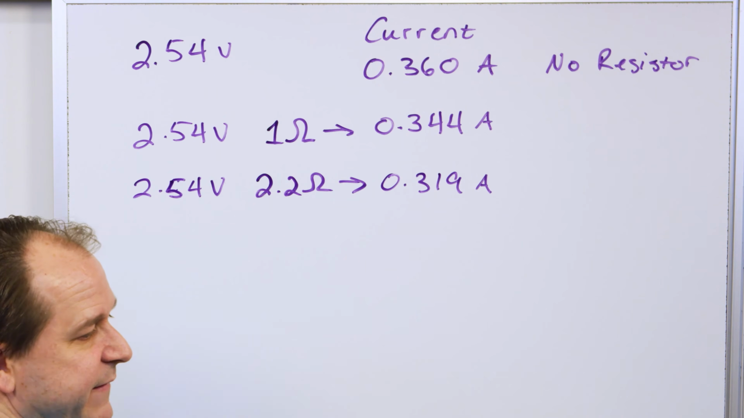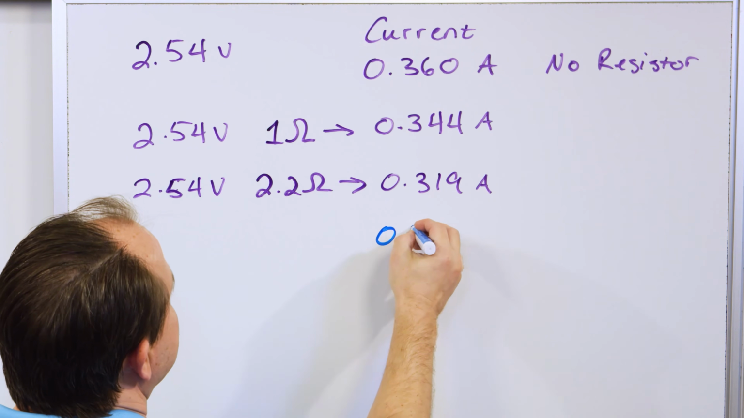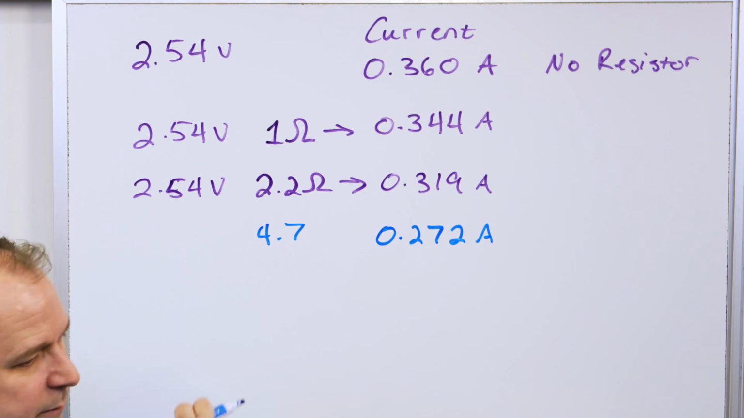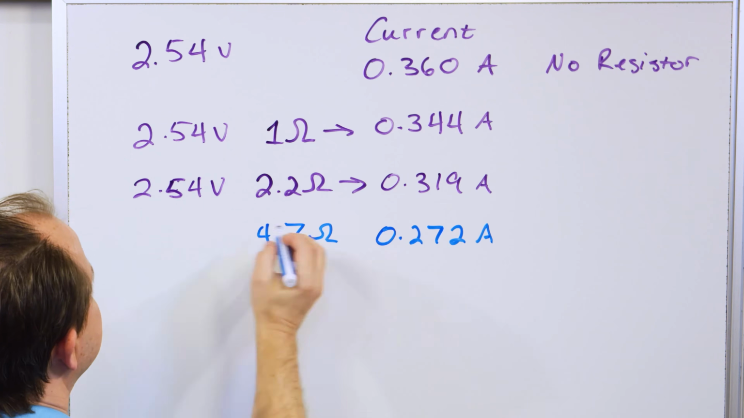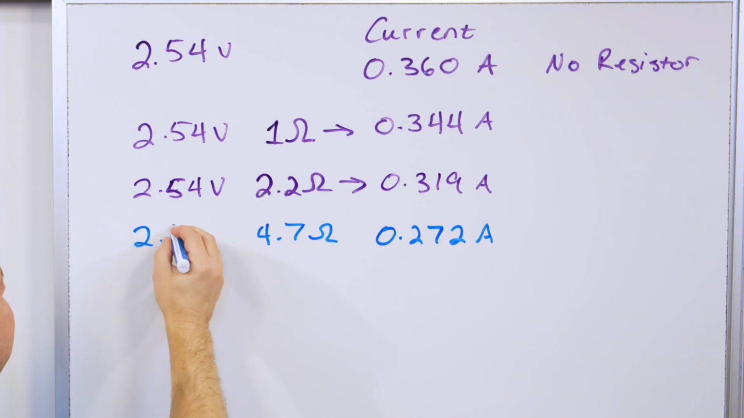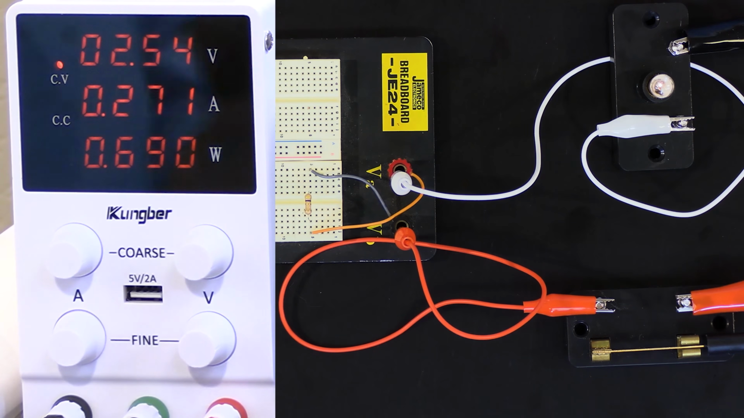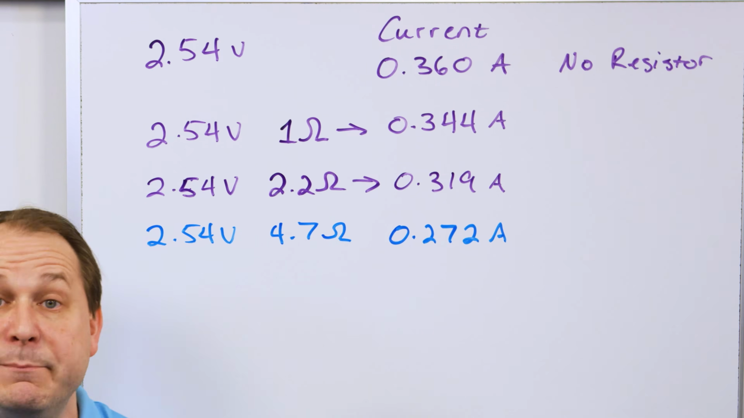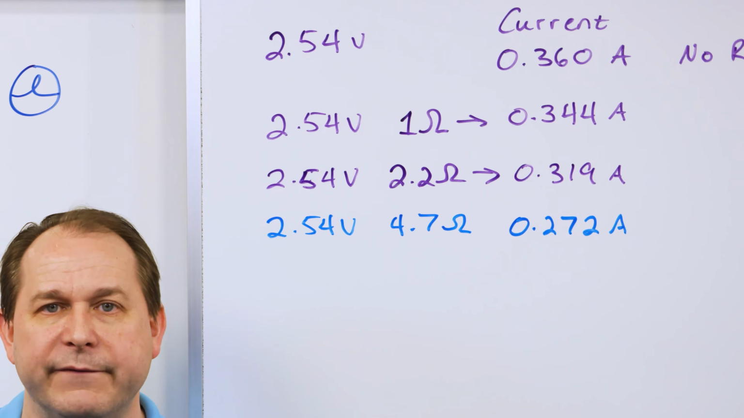Here we have 0.272 amps. And this was a 4.7 ohm resistance, but notice the voltage is exactly the same, 2.54 volts. So 2.54 volts, same voltage every single time, but as I increase the value of the resistance, the current is going down. And because the current's going down, the brightness of the bulb is going down.